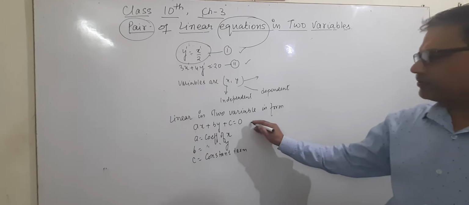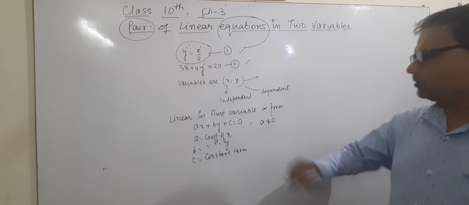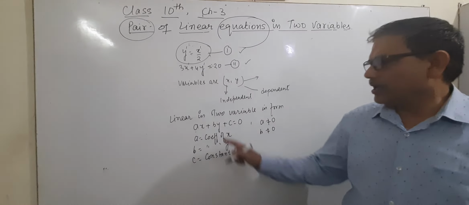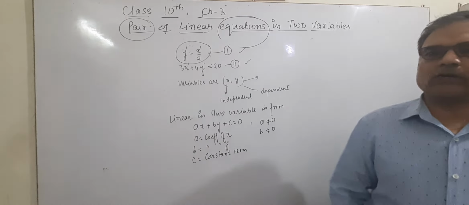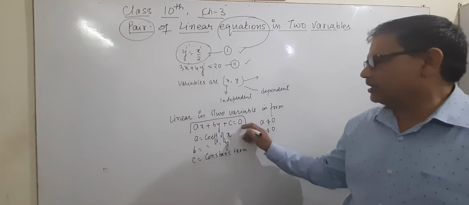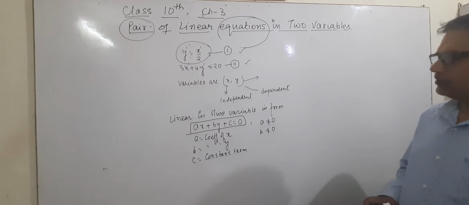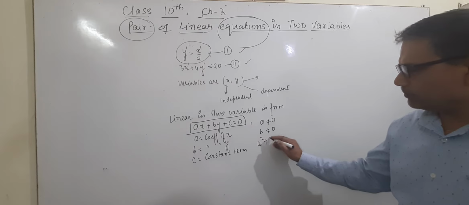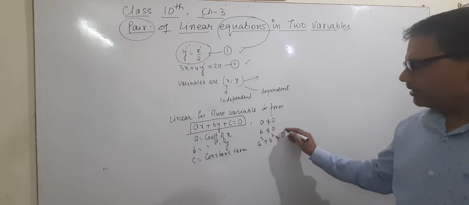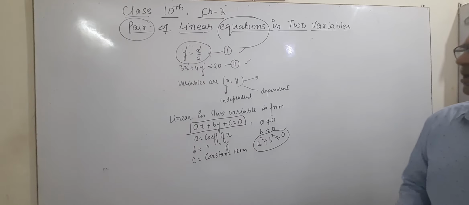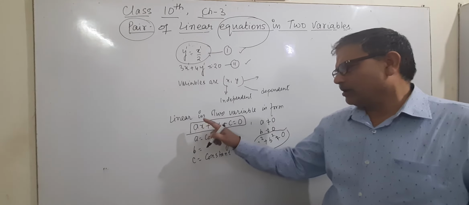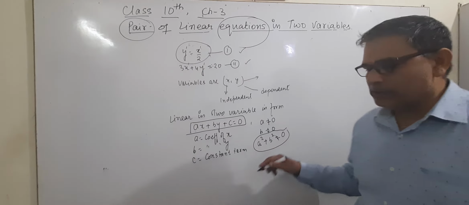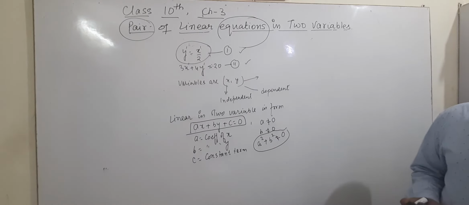Now for the linear equation in two variables, a is a non-zero integer and b is also a non-zero integer. If a is never equal to 0 and b is also never equal to 0, then it will form the linear equation in two variables. If a is not equal to 0 and b is not equal to 0, then a square plus b square is also never equal to 0. This is the condition for this linear equation in two variables. When a is a non-zero integer and b is a non-zero integer, then a square plus b square is also a non-zero integer.